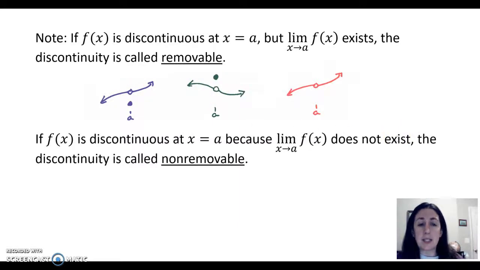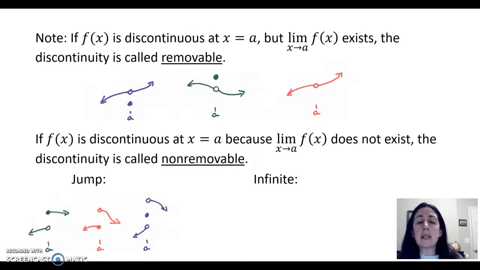Now, if f of x is discontinuous at x equals a because the limit does not exist, well, then that's called a non-removable discontinuity, and we have two types. We have our jump discontinuities and our infinite discontinuities. So our jump discontinuities means that the reason that the limit didn't exist, your upper and lower limits gave you single finite values, but those single finite values didn't match. So here my limit from the left and limit from the right did not match. So this is referred to as a jump discontinuity, and again, we're discontinuous because the limit didn't exist.